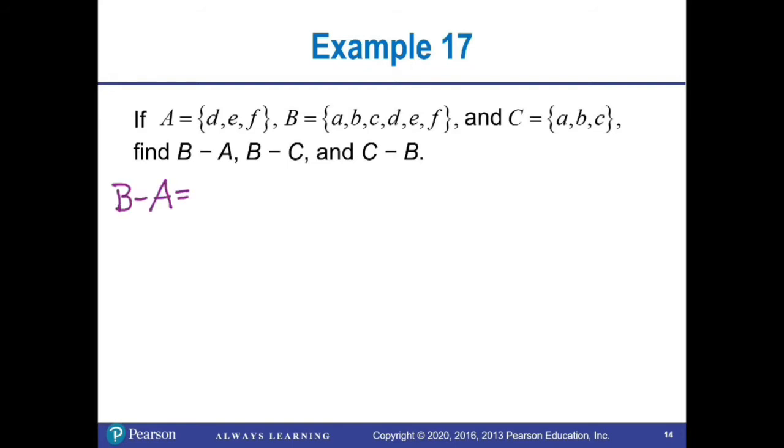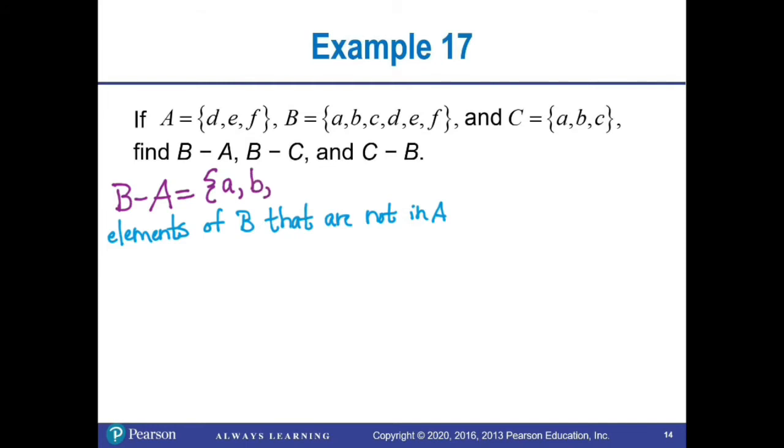First, we have the set difference for B and A. Well, this is all of the elements that are in B, but not in A. So as I look at my elements in B, I notice that A is in B, but not in A. B is in set B, but not in set A. And C is in set B, but not in set A. The other elements of B are also in set A, so I do not list them in the set difference.